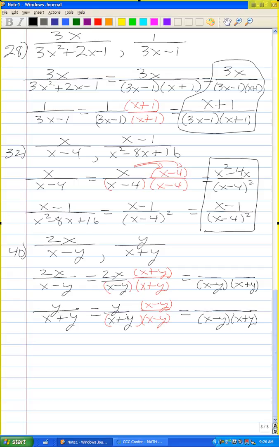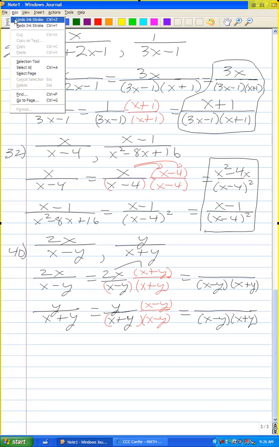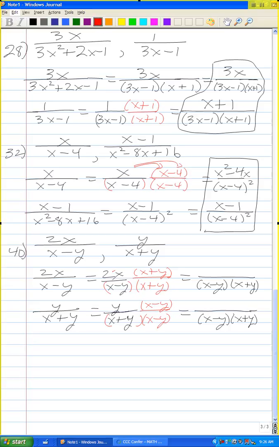And so let me multiply 2x inside the parentheses, and then y inside the parentheses. And so I get 2x squared plus 2xy, xy minus y squared. And so I have found equivalent rational expressions with the same least common denominator. Let me do problem number 48.